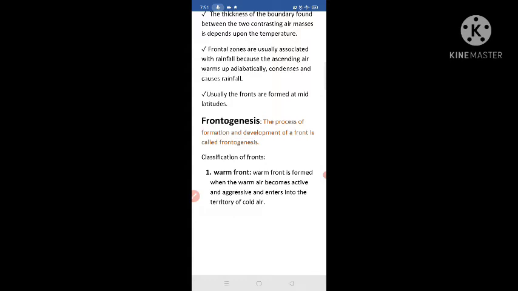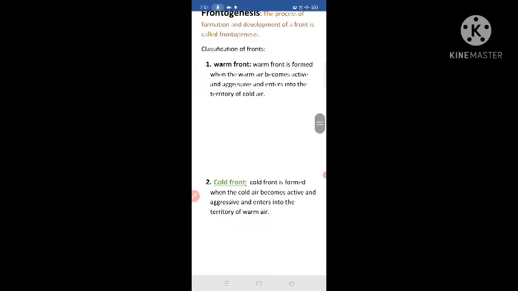Based on the characteristics of the fronts, we classify them into four types. The first one is the warm front. Let us look at how it is formed. A warm front is formed when the warm air becomes active and aggressive and enters into the territory of the cold air mass. Let us see what it means. Let us consider this is the warm air mass and winds blowing in this direction, and this is the cold air mass, the winds here also blowing in this direction.